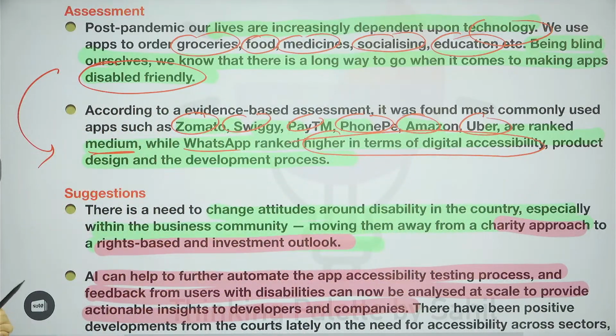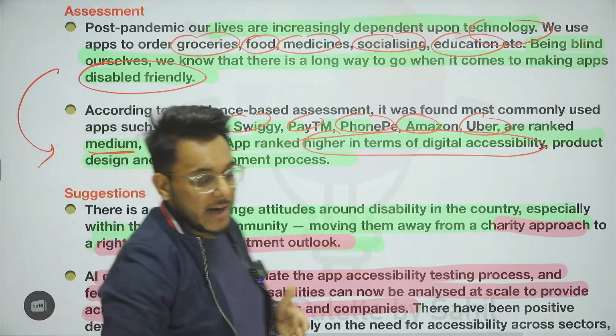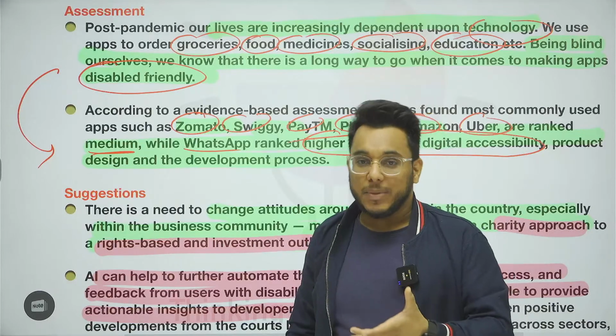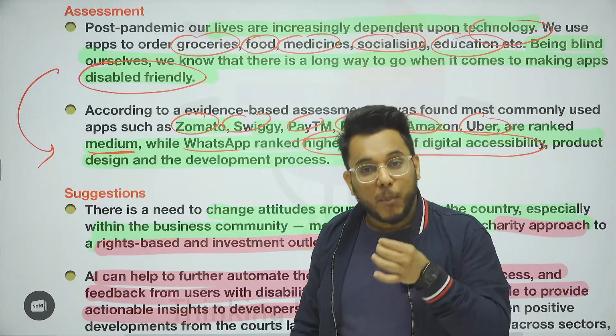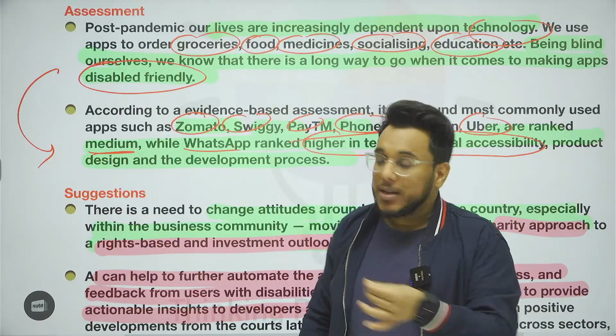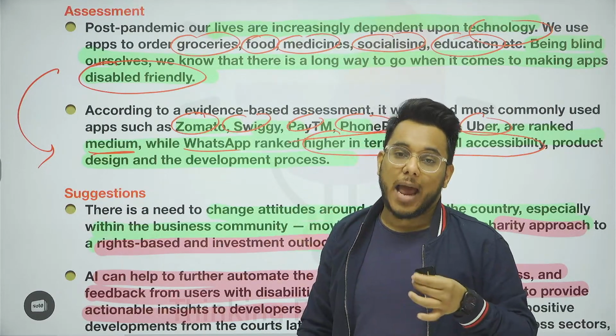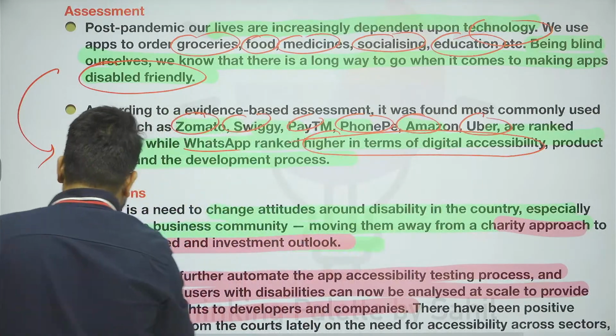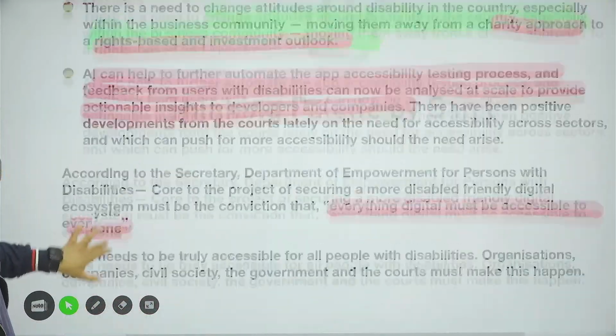So the point is that today app developers, these digital companies and platforms, need to put in more effort to ensure that their apps are accessible to disabled people. Okay, this is something that has been there. Now, what are the suggestions that can be given?